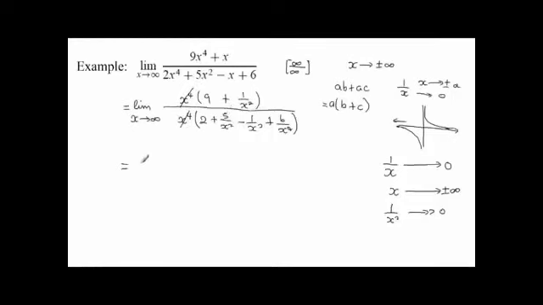Then the remaining equivalent expression will be the limit as x is approaching infinity of 9 plus 1 over x squared, all over 2 plus 5 over x squared minus 1 over x cubed plus 1 over x to the power 4.